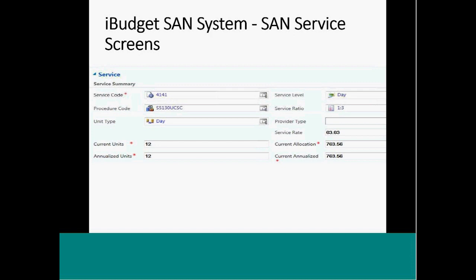But you do not enter there what you want for the full fiscal year. That comes in the second section. So you see it's tied to the field on the right that says current annualized. So your annualized units is your current plan, not what you want for the future, what they currently have on their plan as of the time the SAN is being submitted.